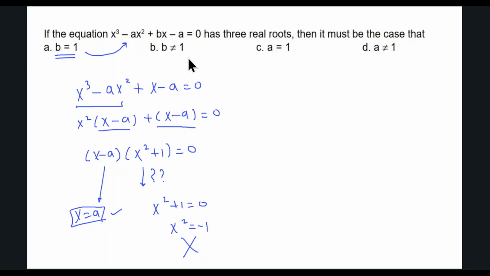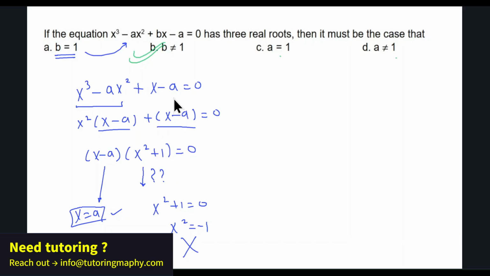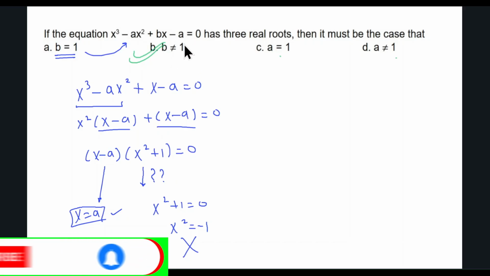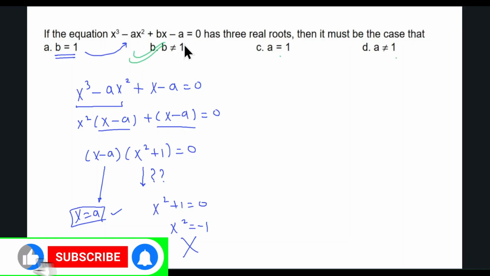It means that b cannot be 1. Because if b is 1, then the roots are definitely not 3, right? It's only 1 real and 2 are imaginary. So I don't want b to be 1. It doesn't really matter what a is, honestly, because the other options are not talking about b, which is wrong. Because we just proved that if you put b as 1, it has only one real root. So b should definitely not be 1, and that should be the only condition so that this equation will have 3 real roots.